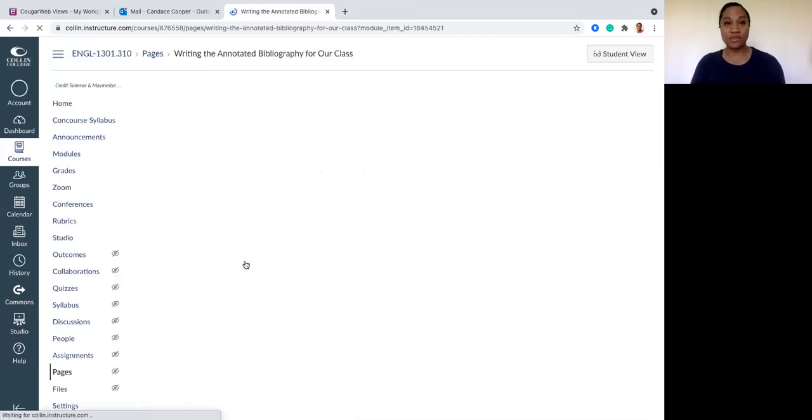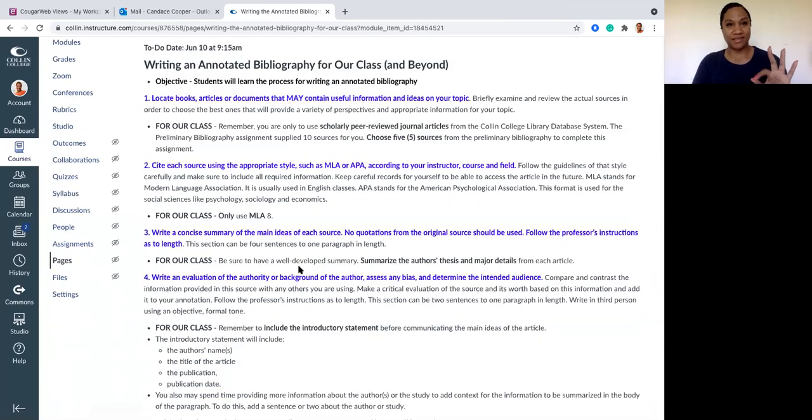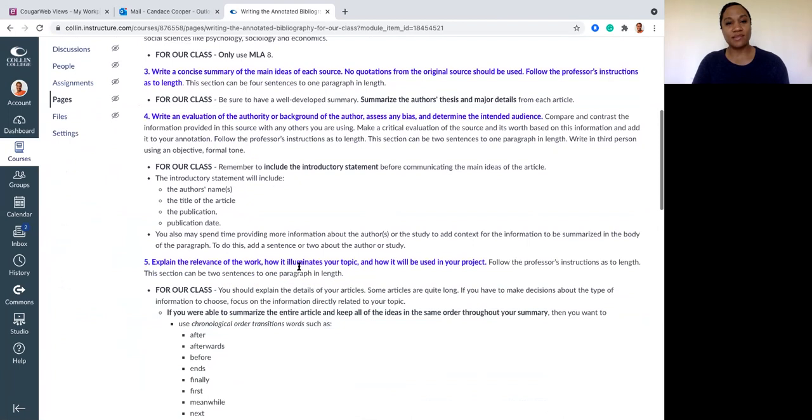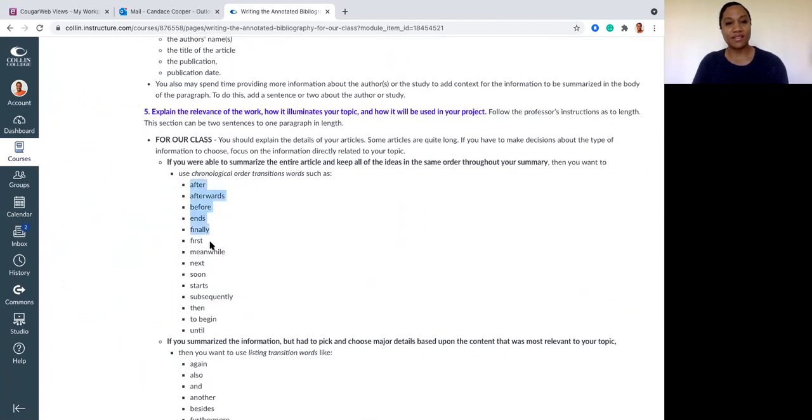I'm not sure if you guys read this or looked at it, but if you did, it gives you basically all of the information that I'm going over now in a bite-sized chunk. But look at this. See, there's stuff about the introductory statement. Look at this. Here is a list of words that you can use. All right.